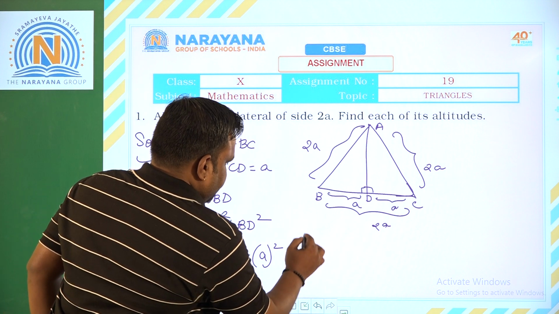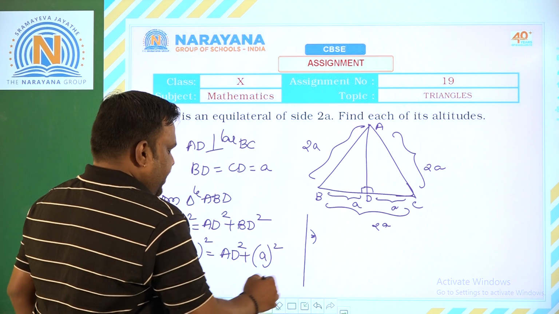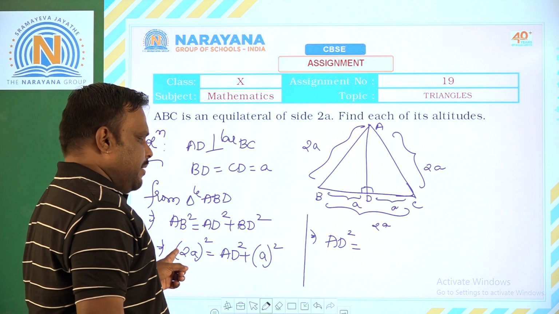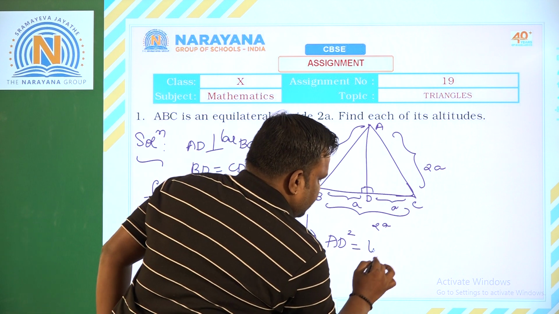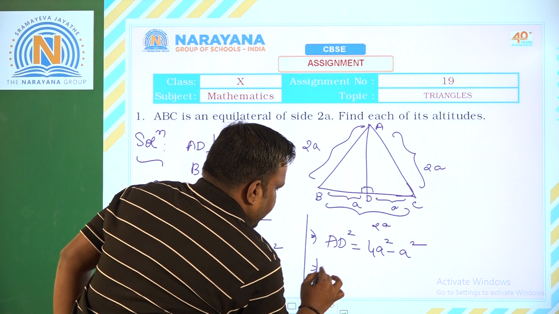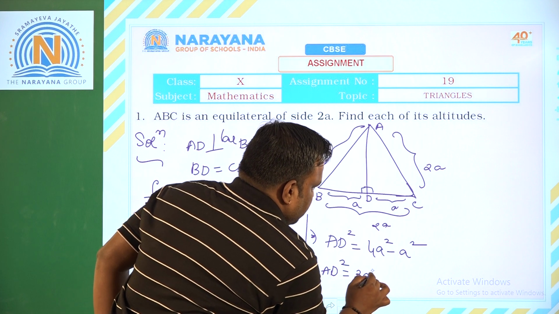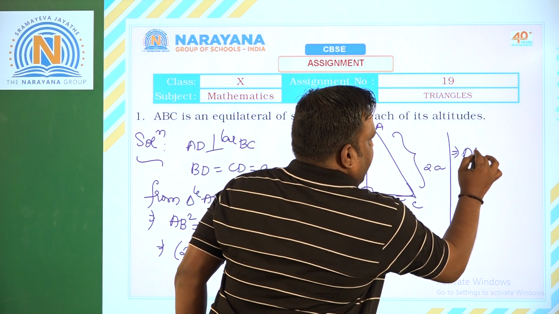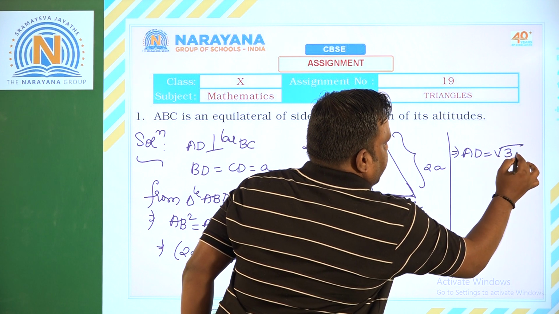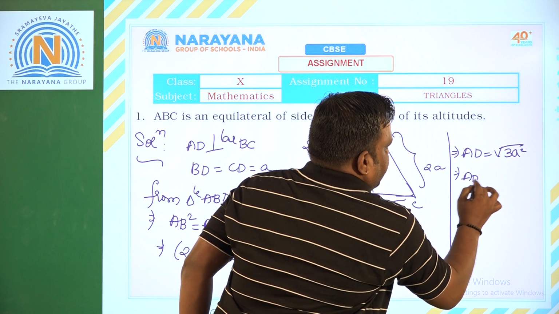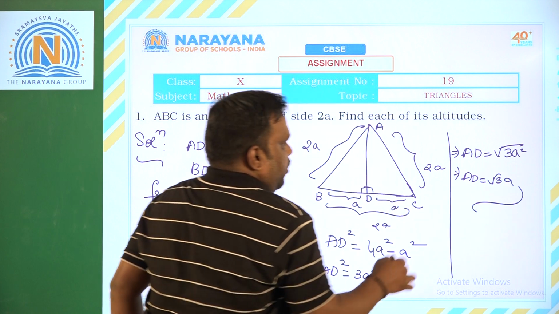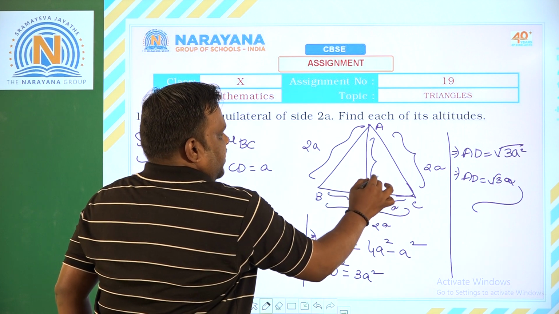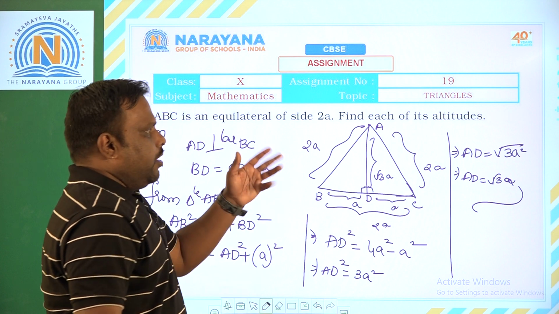So from this, AD square is equal to 2A whole square, that is 4A square, plus A square goes to that side and becomes minus A square. So 4A square minus A square. From this, AD square is equal to 3A square. Applying the square root on either side, AD is equal to under root of 3A square, that is nothing but AD equal to root 3 A. Therefore, the height of the altitude is root 3 A. This is what we had to prove.